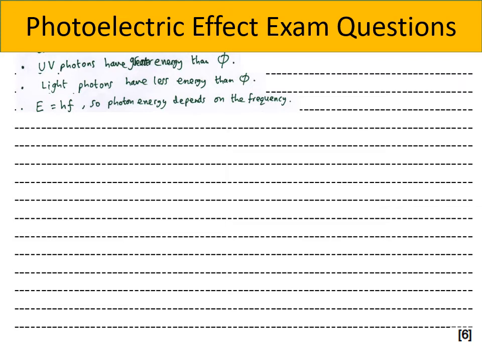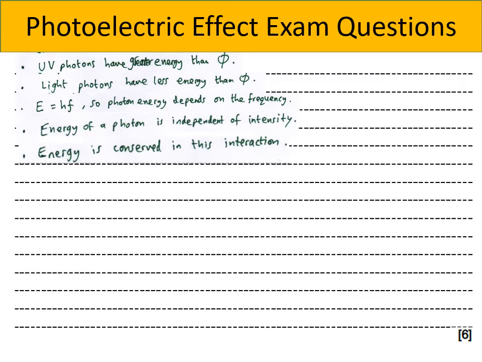E is equal to hf, so photon energy depends on the frequency. The higher frequency means more energetic photons, so the electrons can move faster and gain more energy. The energy of a photon is independent of intensity, so greater intensity doesn't mean more energetic photons, just more photons arriving at the surface per second, so electrons cannot have more energy. Low intensity light means fewer photons, not low energy photons.